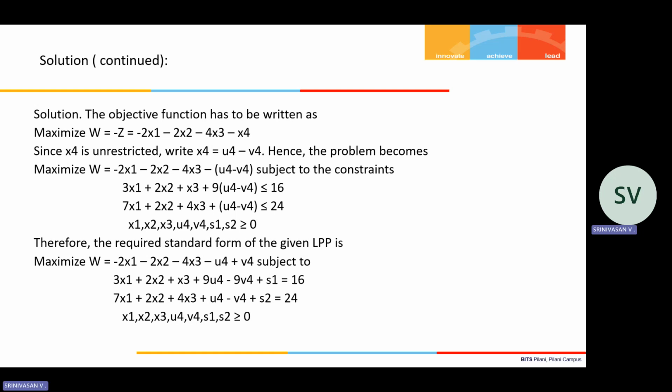Therefore, here also you need to add only s2. Okay. So don't be under the impression that slack variable means s1, surplus variable means s2. Not like that. First variable 1, second variable 2, third variable 3, that's all. Plus or minus depending upon the addition and subtraction: addition for less than or equal to, subtraction for greater than or equal to. Here both of them are having less than or equal to inequality, therefore plus s1 equal to 16, plus s2 equal to 24. Last one, x1, x2, x3, u4, v4, s1, s2 greater than or equal to 0.